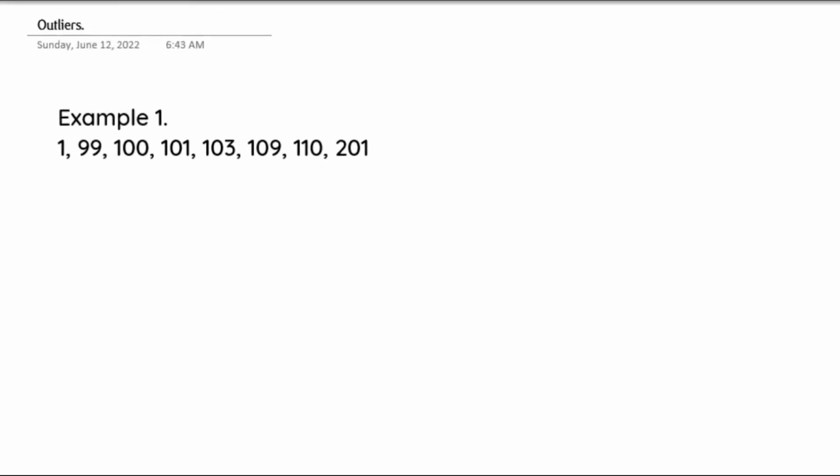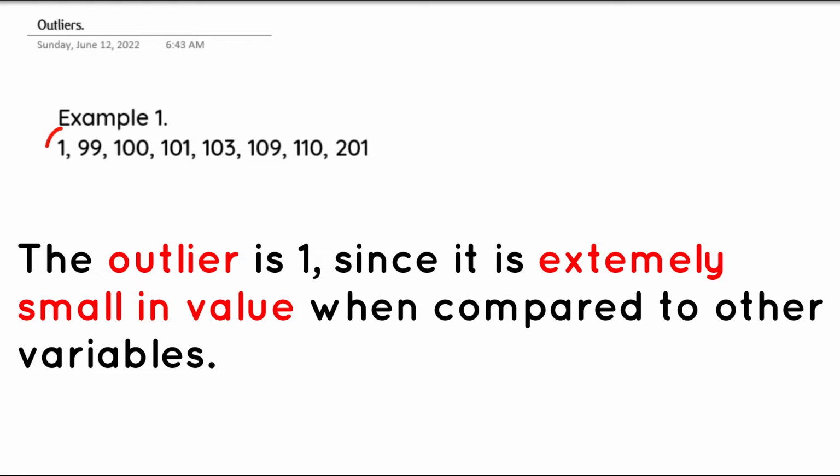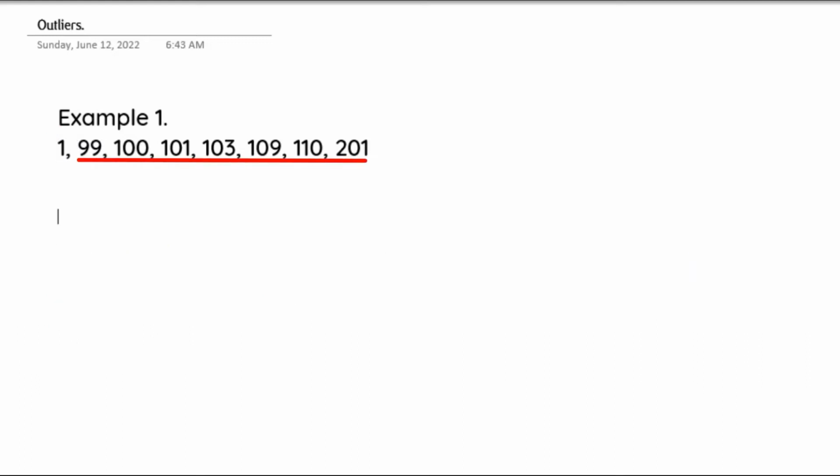Let's take an example. Here is our first example. We have the data set of 99, 100, 101, 103, 109, 110, and 201. And it is very obvious that the outlier in this data set is going to be 1, and that is because 1 is extremely small when compared to the other variables present in this data set. We have 99, we have 100, we have 101, we have 201, but 1 is the smallest. So that simply implies that 1 is the outlier in this data set.